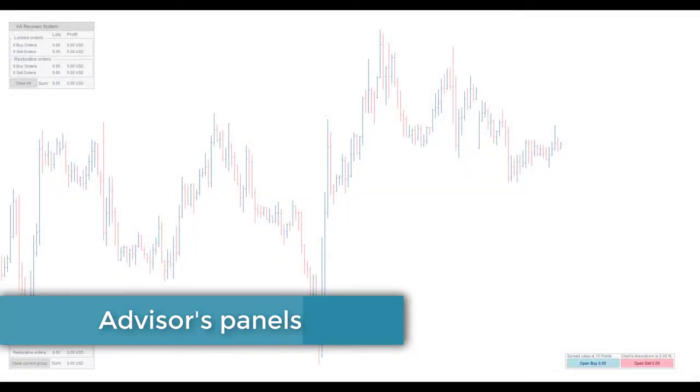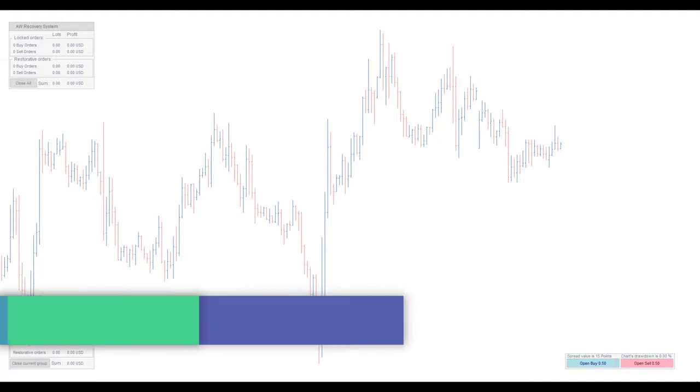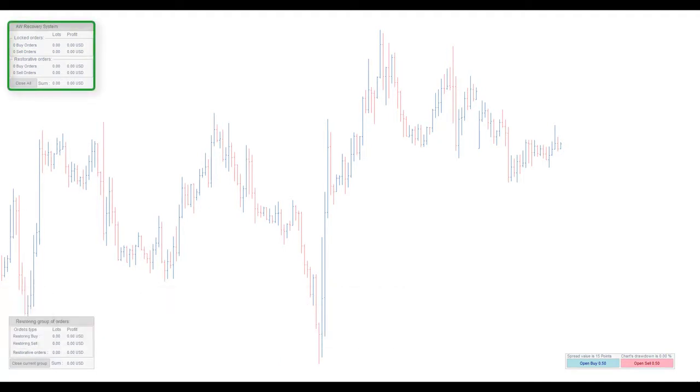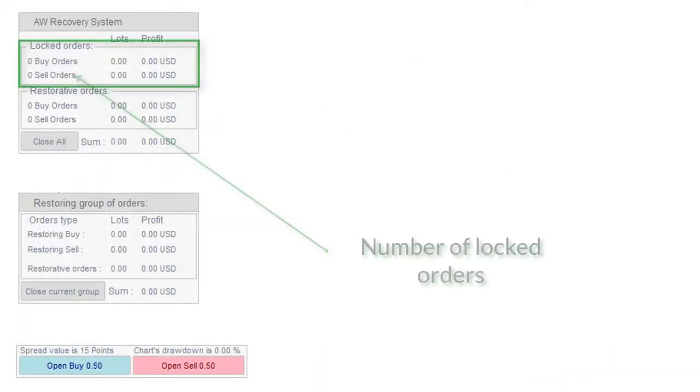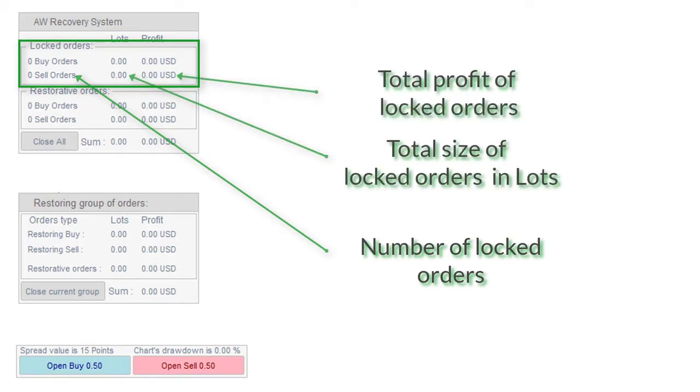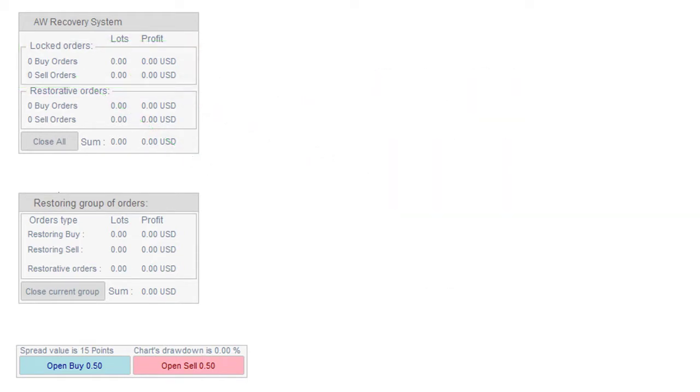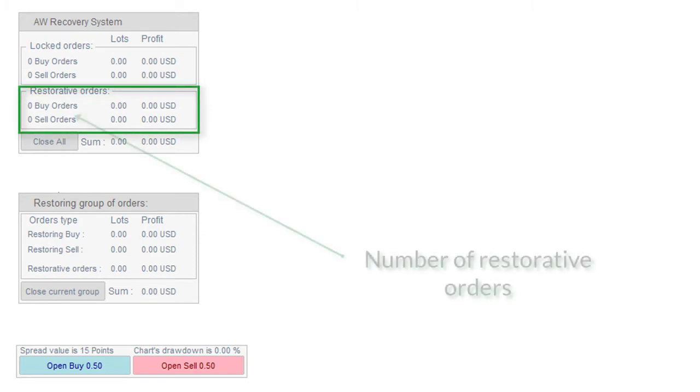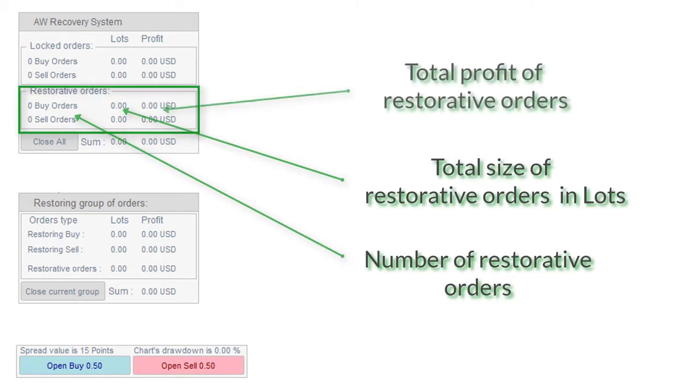In total, the advisor can display 3 different panels. This is the main information panel, the panel for processing orders of the current group, and a panel for manually opening orders for a group of locked orders. The main panel displays the number of locked orders, their volume in lots, as well as their profit in the account currency. The next part of the main panel displays the number of restorative orders, their volume in lots and their profit in the account currency.